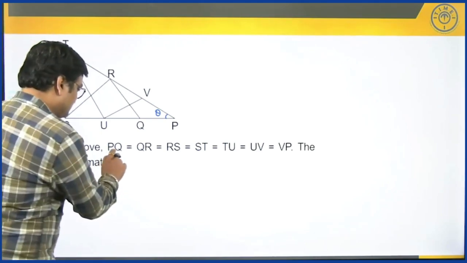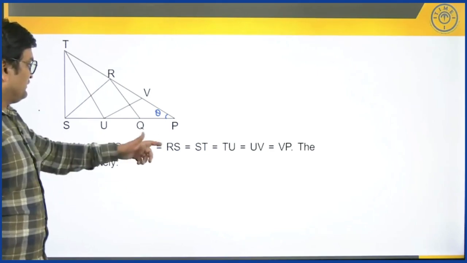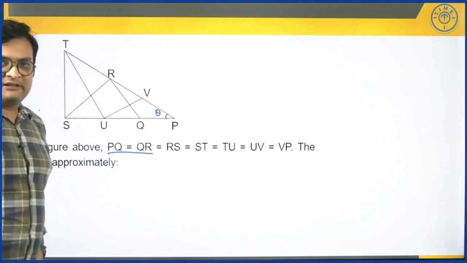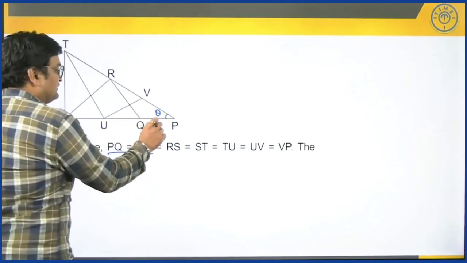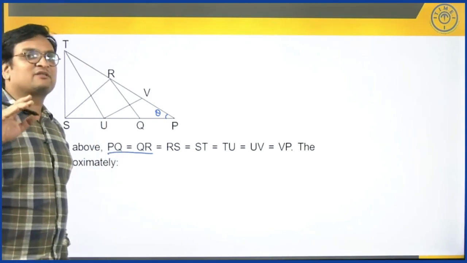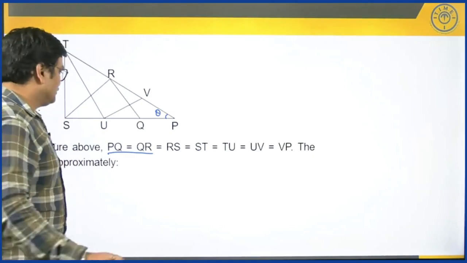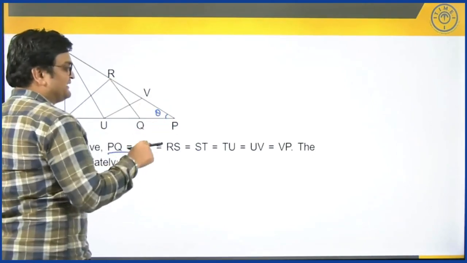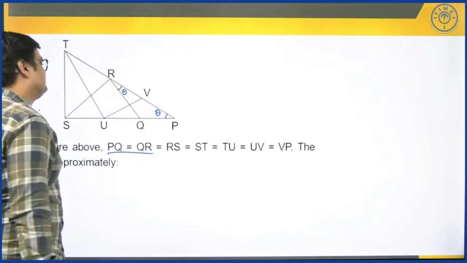Look at the first point here, PQ is equal to QR. Now consider the triangle PQR. In triangle PQR, if PQ is equal to QR, can I say it turns out to be an isosceles triangle PQR? In an isosceles triangle, angles opposite to equal sides are equal. So if PQ is equal to QR, then the opposite angles will also be equal. That means if this is theta, this is also going to be theta.